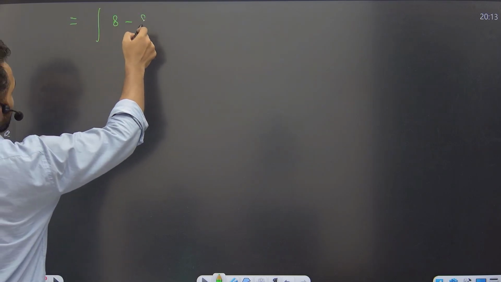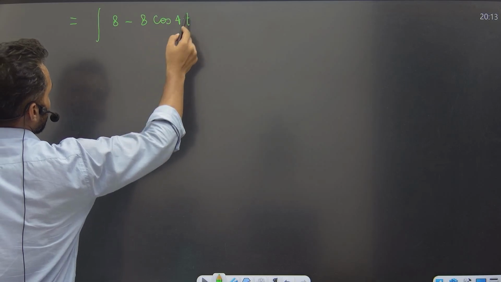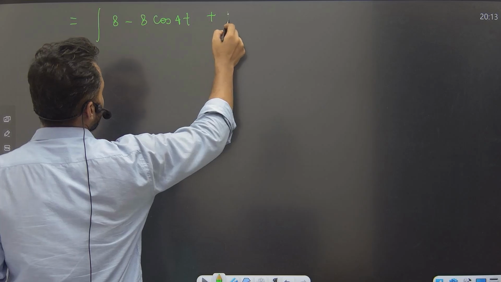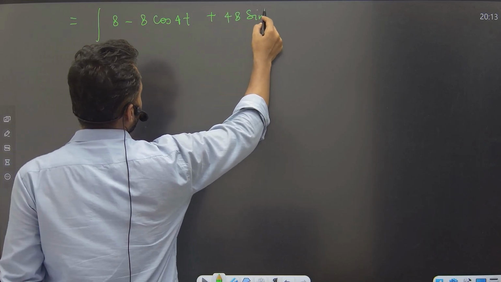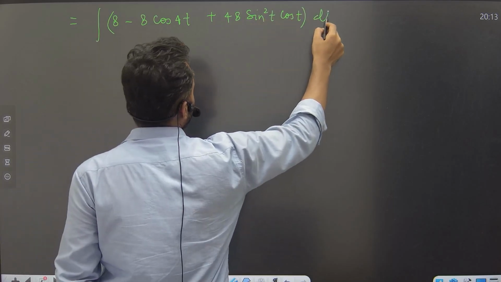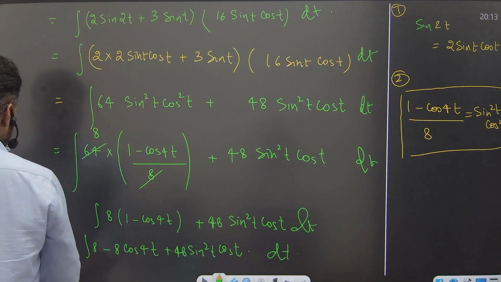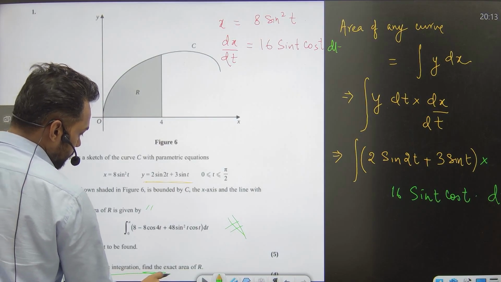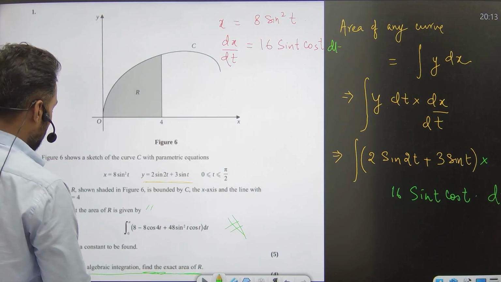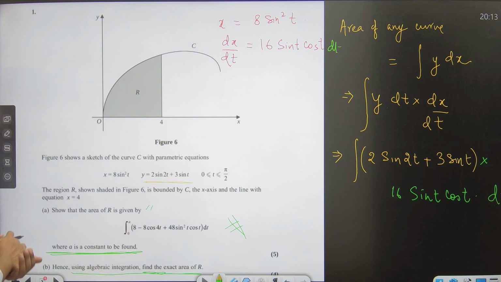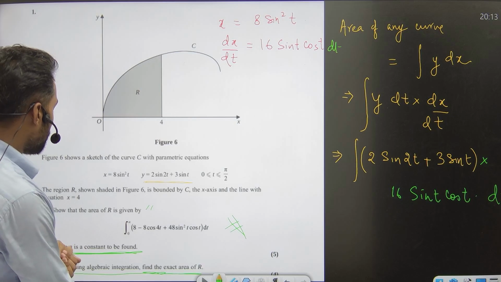So integration of 8 minus 8 cos 4t plus 48 sin square t into cos t dt. Okay. In the next part, they have asked us to find, using algebraic integration, the exact value of the area of R. One more thing, here it is mentioned that A is a constant to be found.